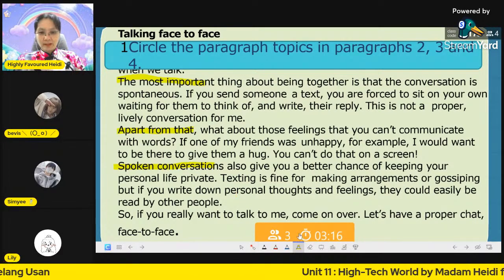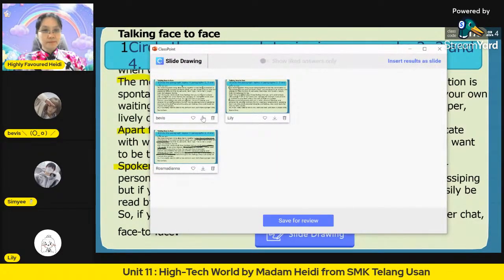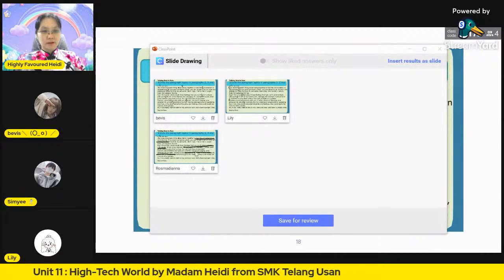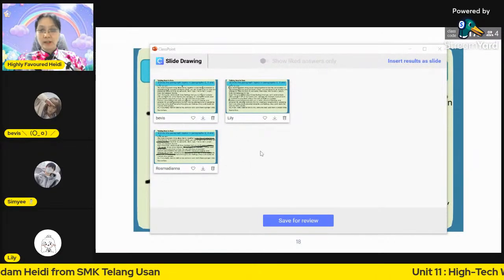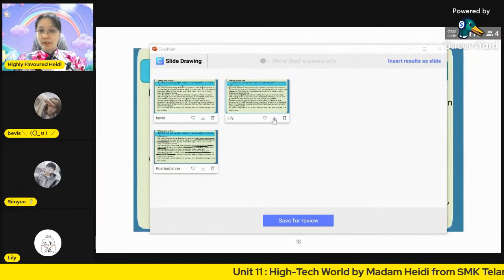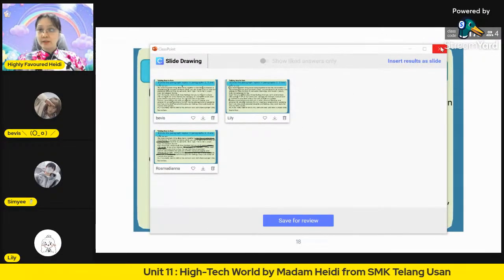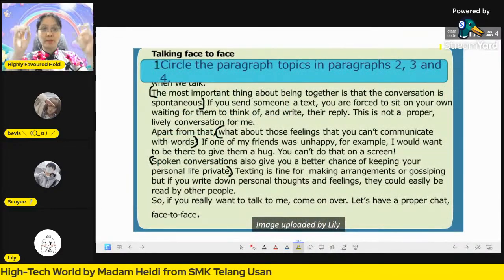Okay, all right, I think I can close because all of you have submitted. Let's see. I believe all of you can identify the topic sentence. I just need to let you know that is how you are supposed to write your essay. Because when I read the essay, the first thing I'll look at is the topic sentence. What is your main point?